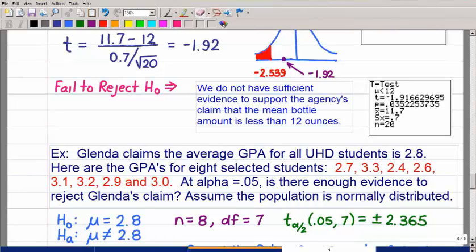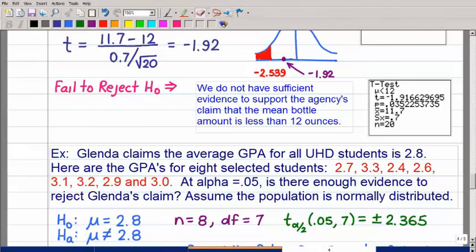Now, let's see. Glenda claims the average GPA for all students is 2.8. Now, this is similar to the other problem, but now we actually just have the individual data. It's not giving us the mean and standard deviation. We have to calculate it. So here, I won't read out those 8 values, but you can see them in the problem. So those are the sample data that we collected. At alpha equals 0.05, is there enough evidence to reject Glenda's claim? Assume the population is normally distributed. So the only difference between this and the other problem is we have to do a little extra work to calculate the sample mean and standard deviation. And then once we do that, everything else will be the same.